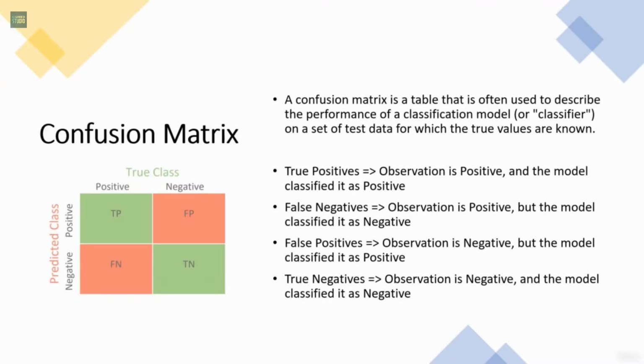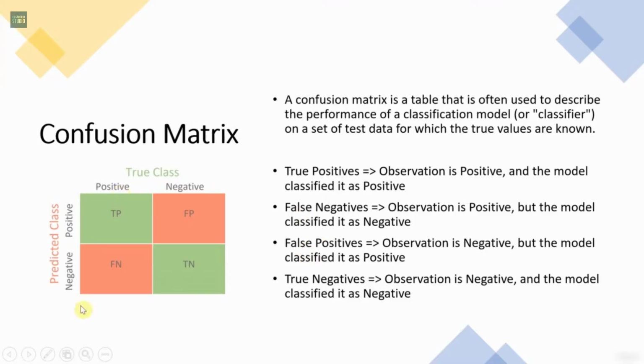Before we start off with the model creation part and evaluation part, it is very important to understand a couple of metrics and parameters which are very much important in the model evaluation phase. First is the confusion matrix. So what is a confusion matrix? A confusion matrix is a table that is often used to describe the performance of a classification model or classifier on a set of test data for which the true values are known.